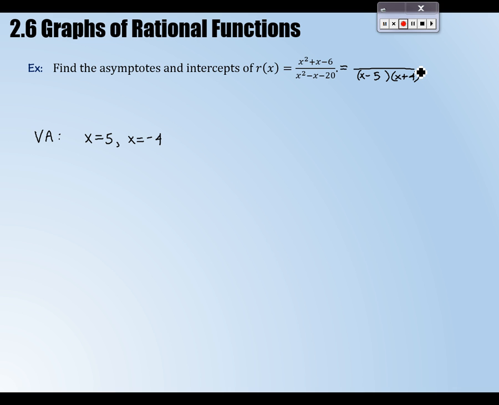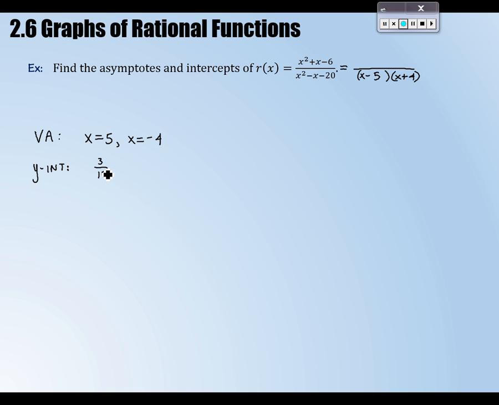What else do you know? Give me some other piece of information. Alex, what you got? Anything at all? The y-intercept is 3 over 10. How do you get that? I just put 0 in for all the x values. Right. There's nothing special about finding the y-intercept for a rational function. It's the same way you find it for any function. Plug 0 in. Yeah, exactly.